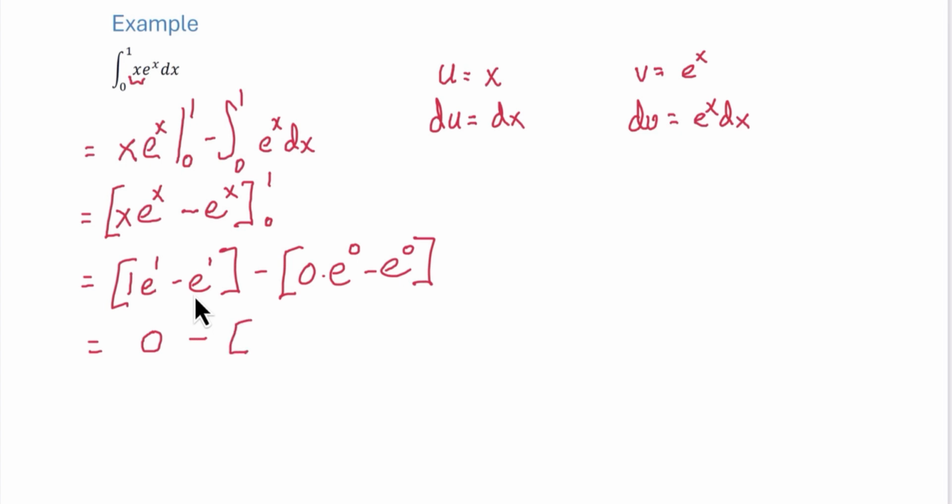Minus e to the 0 is 1 times 0 is 0, minus e to the 0. e to the 0 is 1, so we get minus 1 there. And then minus negative 1, if we distribute that negative sign, will give us 1.